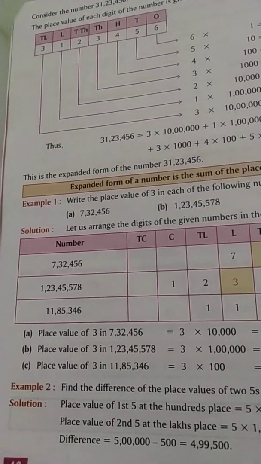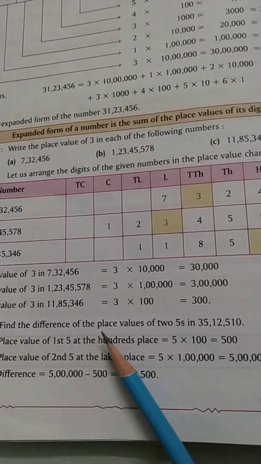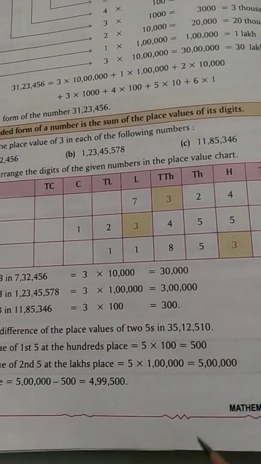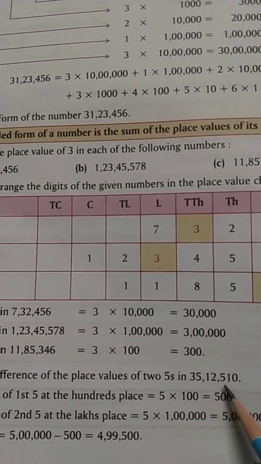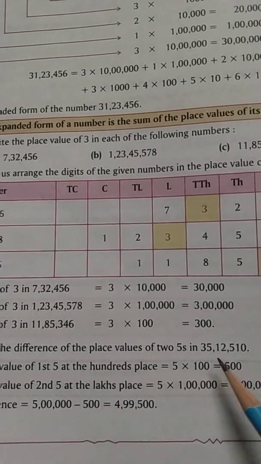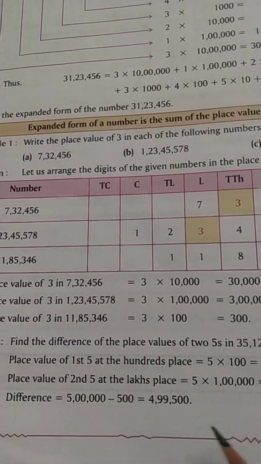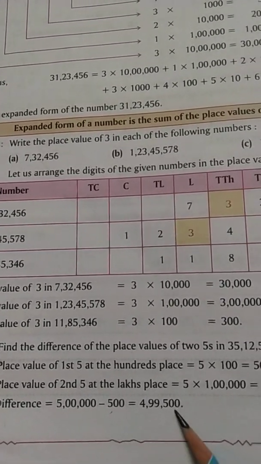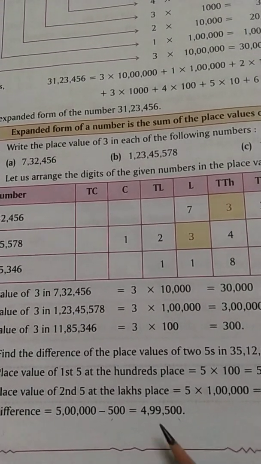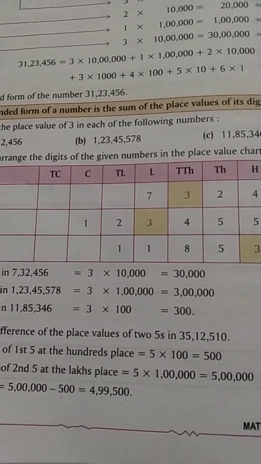Now just have a look at example number 2. Kids, the question is find the difference of place values of two fives in 35 lakh 12,510. Now as we can see in the question, there are two fives. One is at hundreds place and other is at lakh place, right? So they are asking to find the difference between both the place values of 5. So what we need to do? We need to write the place values of both the fives and then we will subtract. Right? So it is 5 lakh minus 500. You will get the answer. So in these types of questions, whatever is asked, we'll solve that.